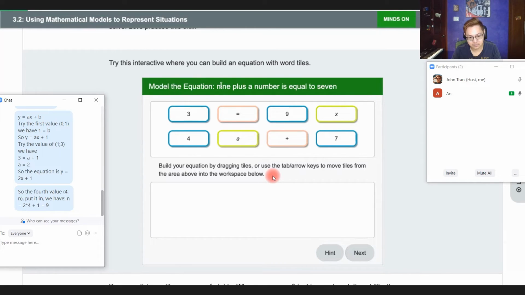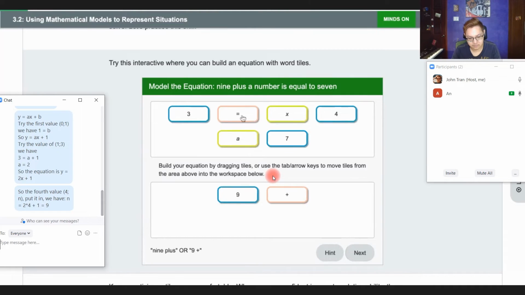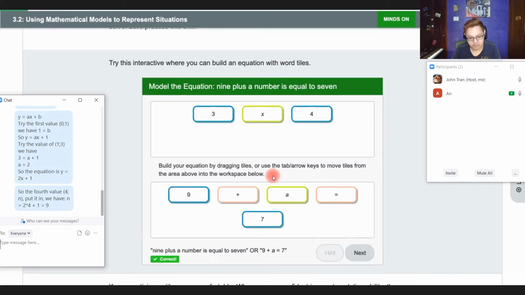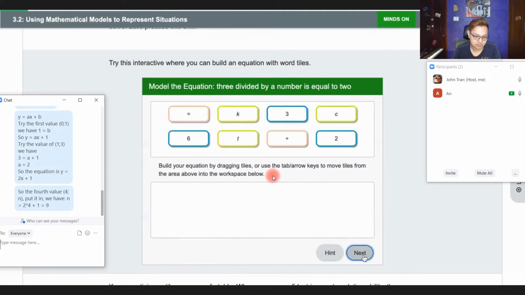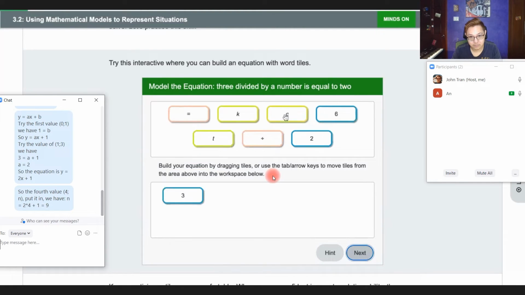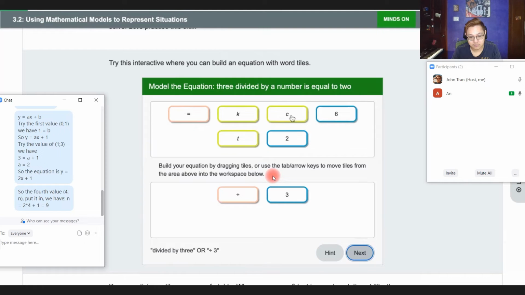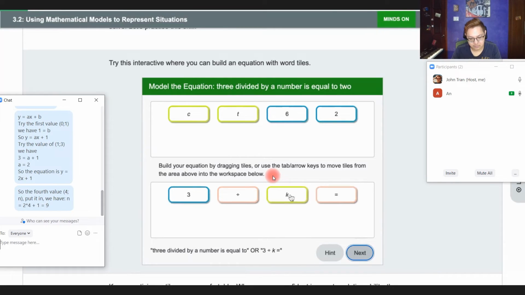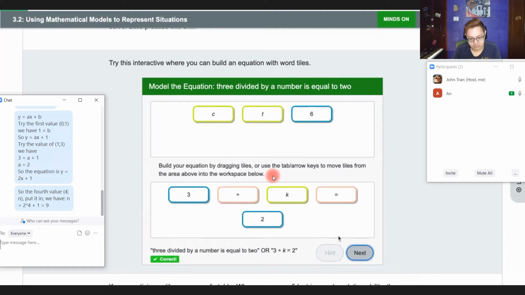So this is model the equation 9 plus a number is equal to 7. So 9 plus a number equals 7. Next, 3 divided by a number is equal to 2. So 3 divided by a number, which is equal to 2. So 3 divided by a number is equal to 2, or 3 divided by k is equal to 2.